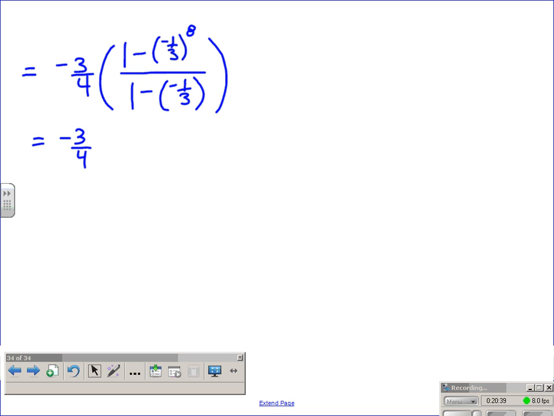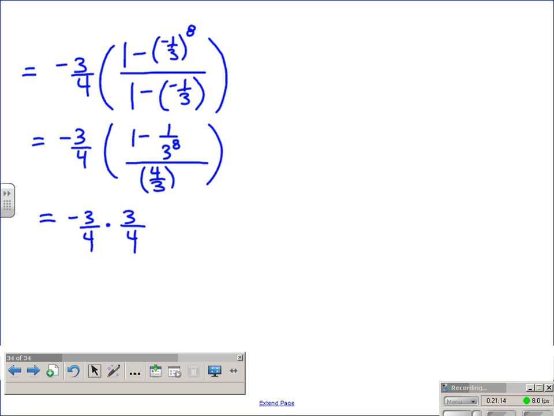So first of all, I'm going to keep my negative 3/4 for now, and I'm going to work with that exponent up there. So I've got 1 minus negative 1 to the 8th power is just going to give me a positive 1. And then we've got 3 to the 8th in the denominator. Over 1 minus 1/3 is going to be 1 plus 1/3, which is going to give me 4/3. Okay. So now that I have that, I'm going to take this fraction 4/3 out, bring it out front. So I've got my negative 3/4 to start with, times I'm going to bring that 4/3 out of the denominator. So multiply by the reciprocal, it's going to become 3 over 4 here. And then I'm left with my 1 minus 1 over 3 to the 8th.